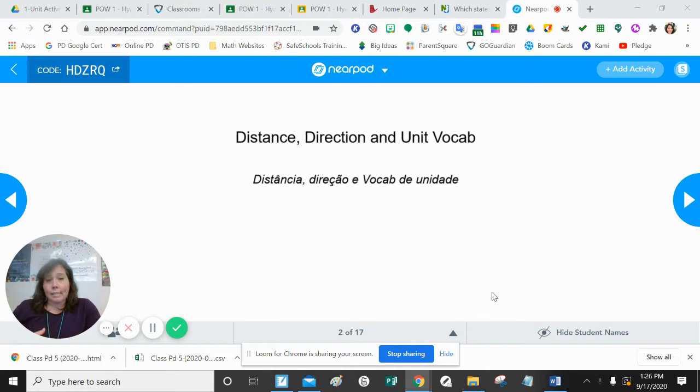So today's lesson was all about distance, direction, and talking about our unit vocabulary. When we're talking about math and we're talking about distance and direction, we're talking about the numbers on our number line. Distance refers to how far something is from zero, or from the origin, or a starting point. Direction just tells us which way we're going.